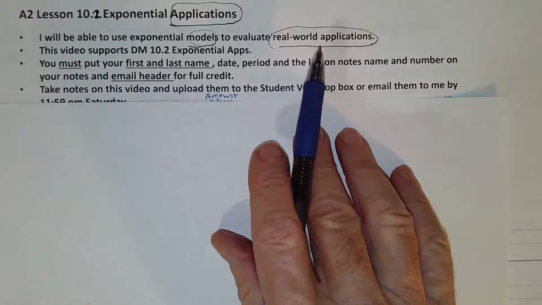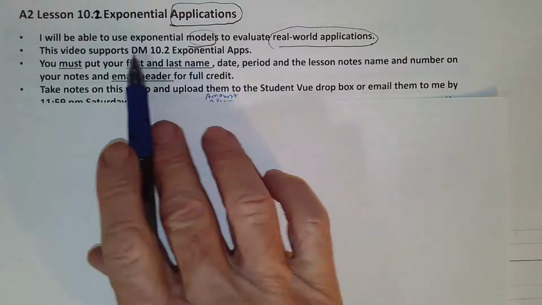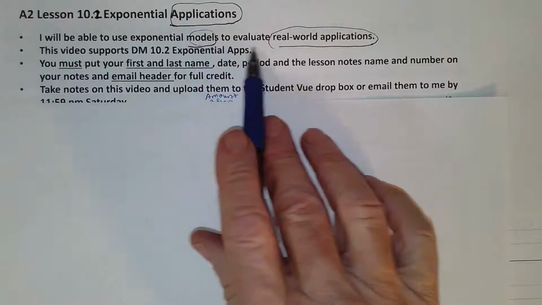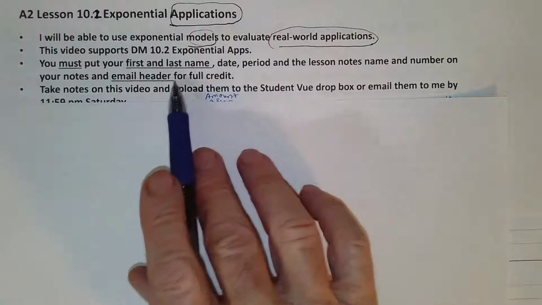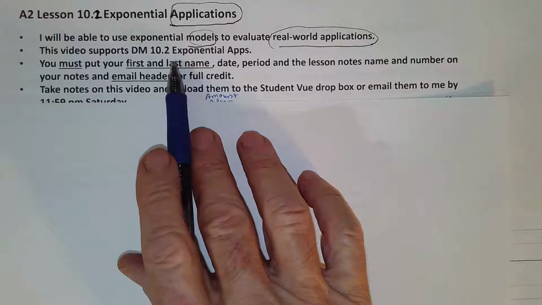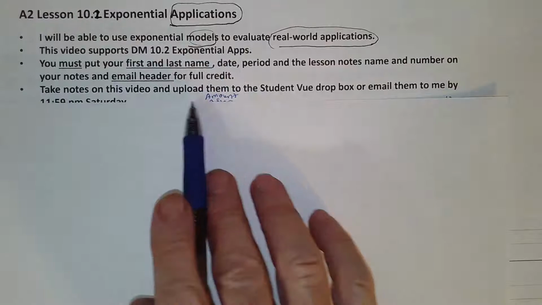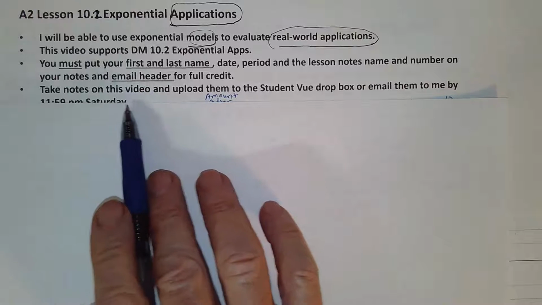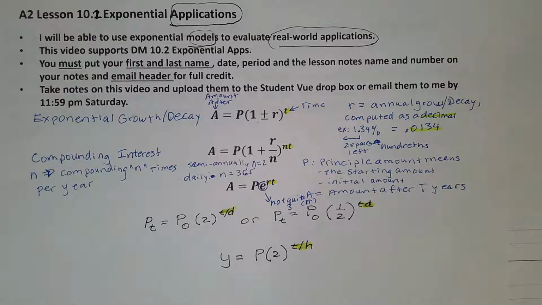All right. Okay, so this is on exponential applications. So you're going to be able to use exponential models to evaluate real-world applications. Think word problems. And this video supports Delta Math assignment 10.2 on exponential applications. And you must upload this to me by 11:59 p.m. Saturday.